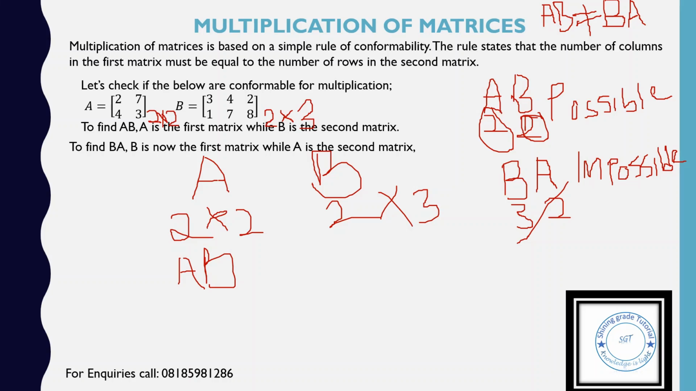Number of columns in the first should be equal to number of rows in the second. Since they are equal, we can proceed. The order of the new matrix AB would then be the number of rows in the first, 2, by the number of columns in the second, 3. So the order of the new matrix AB will be 2 by 3. That means it will use the number of rows in A and the number of columns in B as its order. I think that is very, very easy.